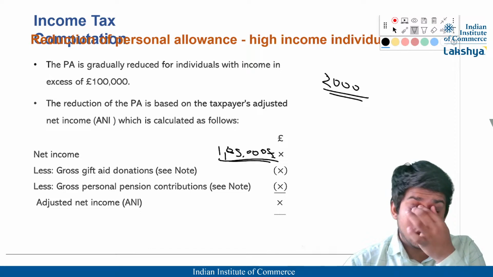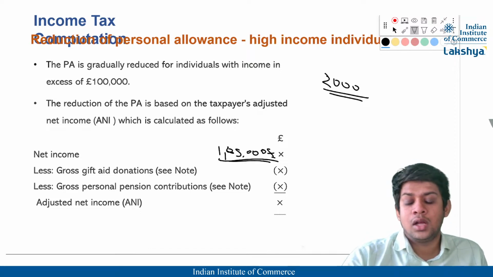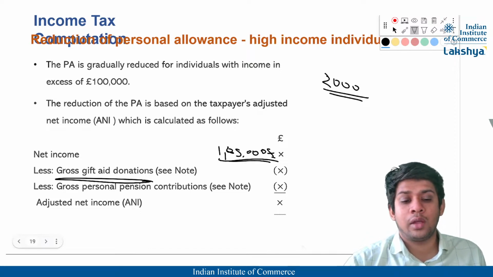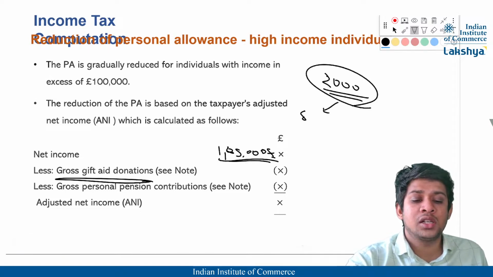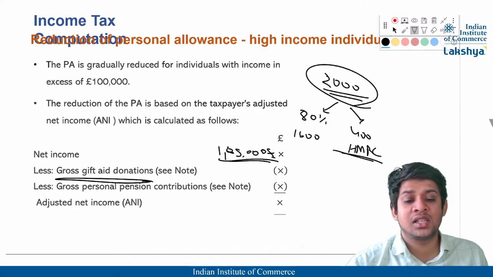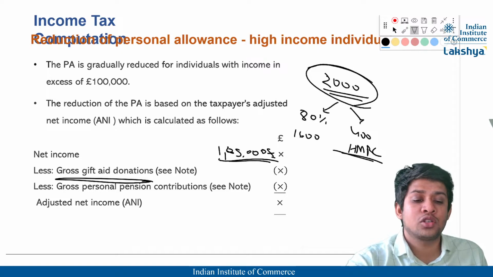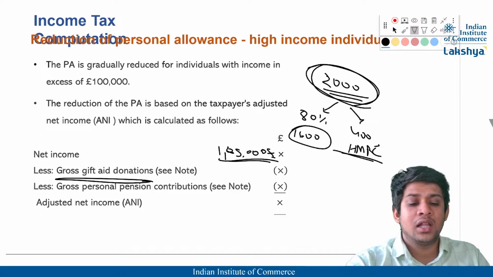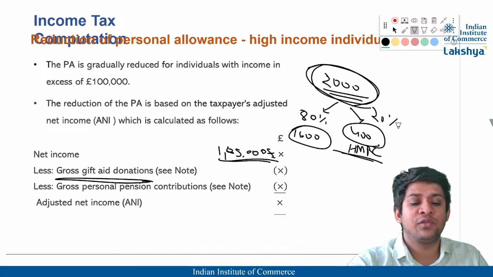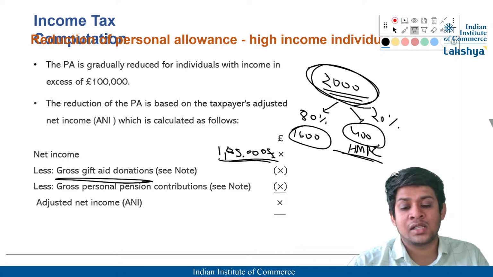So you contributed under the gift aid donations. If you want to contribute 2,000 pounds, 80% is going to be paid by you. That means 1,600 will be paid by you and the 400 is going to be paid by HMRC. Always remember, this is a benefit given by HMRC: if you want to make a contribution of 2,000, you pay only 1,600 and the remainder 20%, which is 400, will be paid by HMRC.